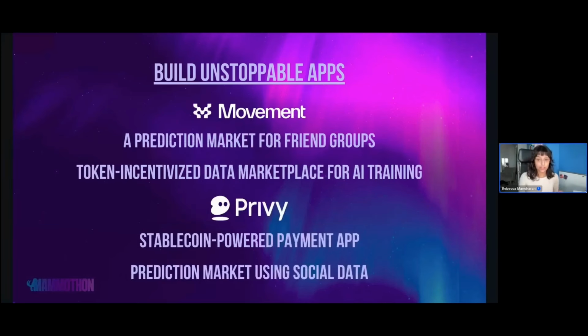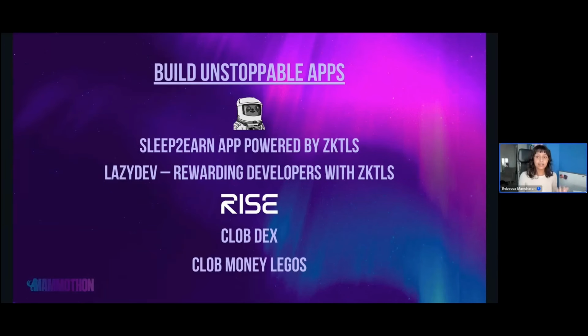Movement brings Move to Ethereum, and they want you to build a prediction market for friend groups, or a token incentivized data marketplace for AI training. Privy is an authentication and key management platform to securely onboard users at scale. They want you to either build a stablecoin powered payment app or a prediction market using social data. Lazy Chain is a sovereign rollup. They want you to build a sleep to earn app powered by zkTLS, or Lazy Dev, rewarding developers with zkTLS.